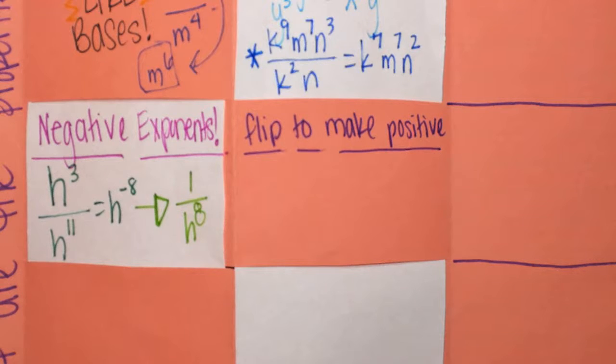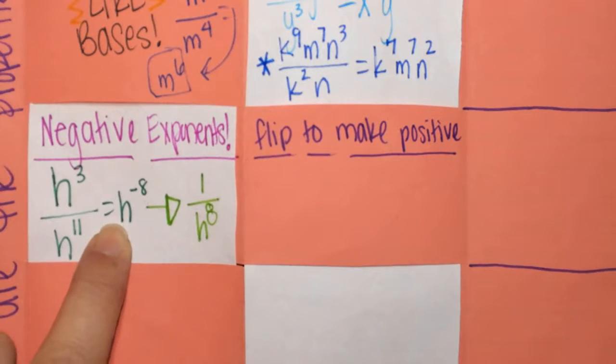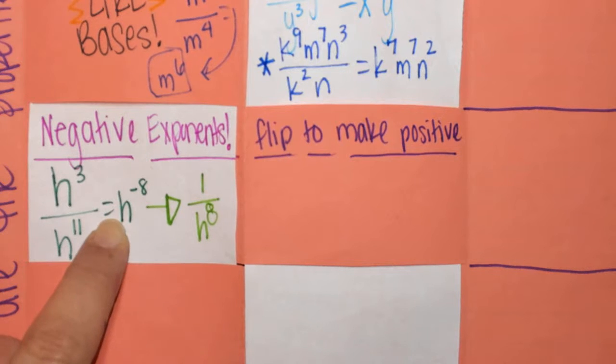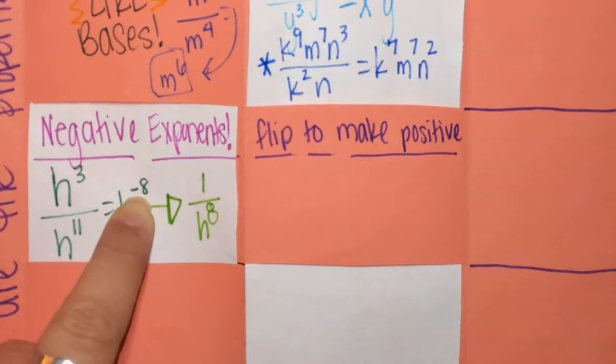Are we ready? All right, so what if there was a 2 in front of this H? It would be 2 divided by H to the 8th. Now, why would it be 2 divided by H to the 8th? Is this negative exponent on the H, or would it be on the 2? It would be on the H. It's only on the H.